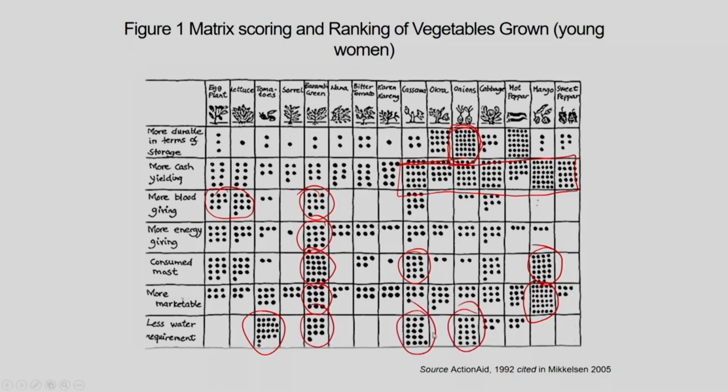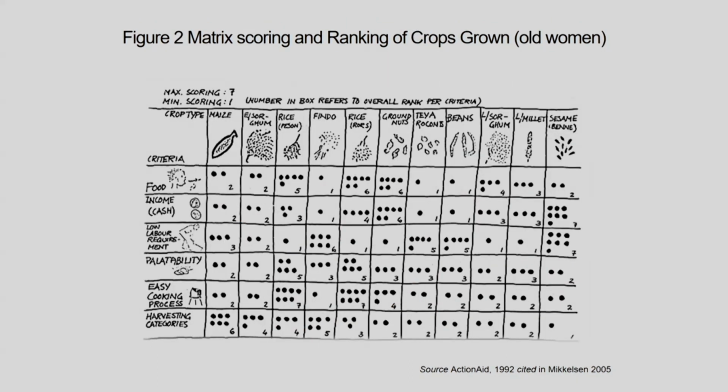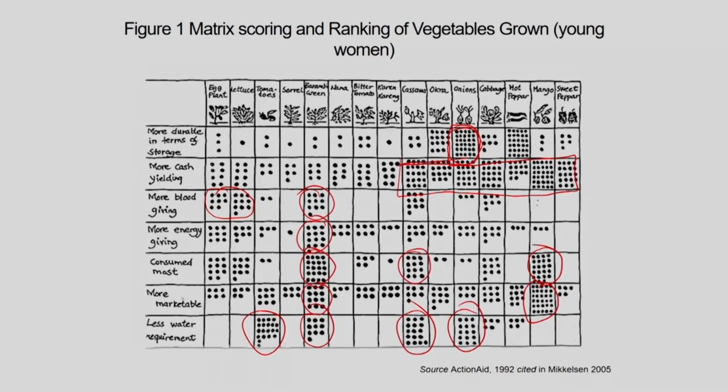So, this is one example of how a matrix scoring method can be created on the field. Now, note the different criteria or indicators used by the two groups of women, younger women and the older women here. The older women have used the criteria in terms of food that is being consumed. They were asked the same question with regard to ranking the crops that are of importance to them, and the criteria that the older women have identified are food, incomes in terms of cash, low labor requirement, palatability, easy cooking process and harvesting categories, whereas the younger women have these criteria.